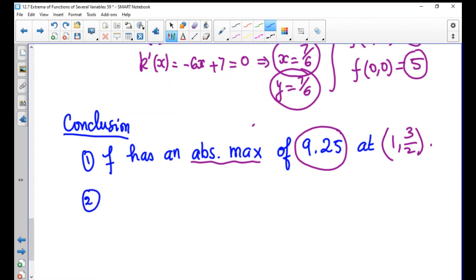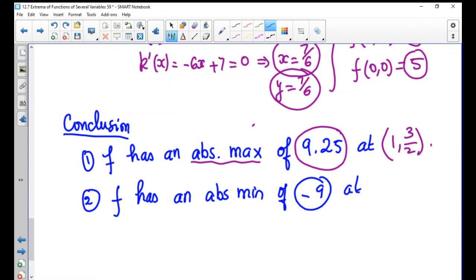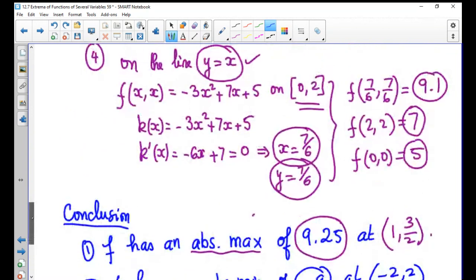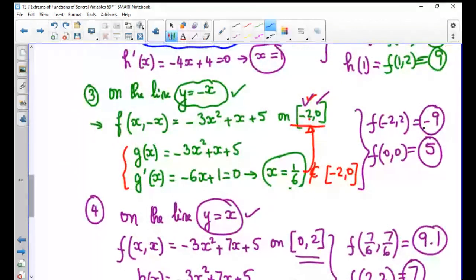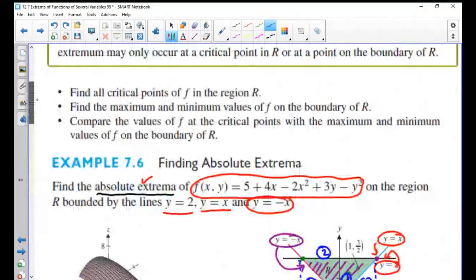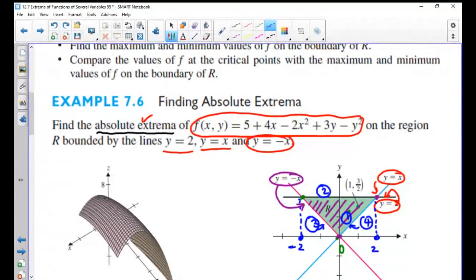And f has an absolute minimum of minus 9 at the point minus 2, 2. So minus 9 happens at the point minus 2, 2. So that is how we do this. I know it's not an easy thing, I think.